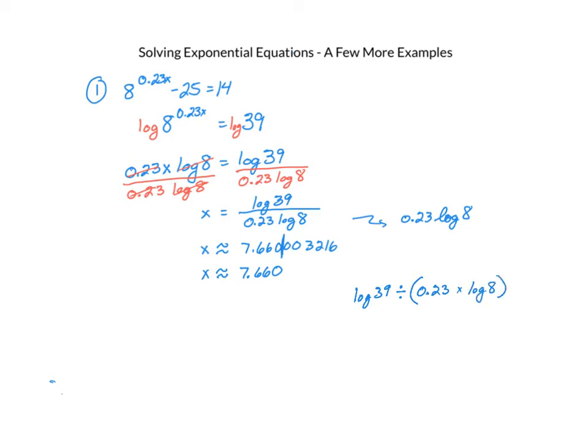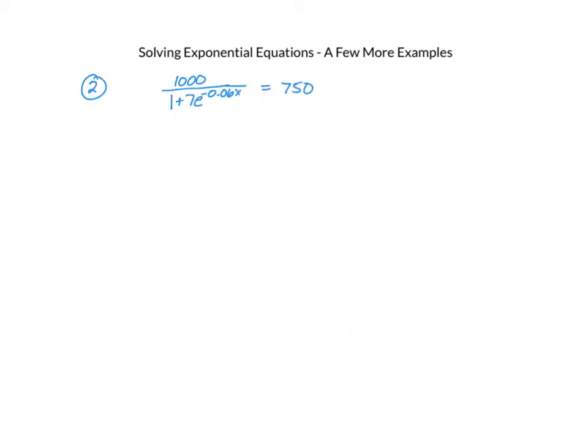As another option, if you want to avoid parentheses, you can put in the log of 39 divided by 0.23 divided by the log of 8, and that will also give you the same result. And of course, on many of your calculators, you can just punch it in, and you'll be able to see that it will look just like this. In any case, practice and make sure that you get the correct answer.